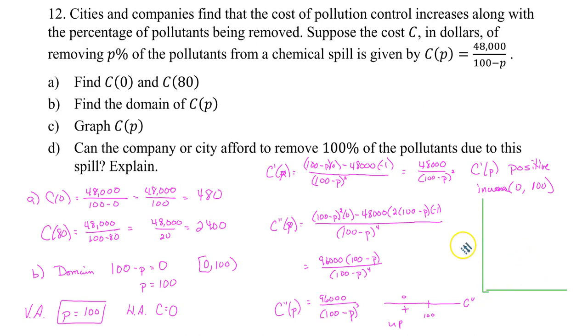And so we'll start here. And we know that at 0 my y value, or my cost value, is going to be 480. So at 0 I have this value here. I know out here at 100 I'm going to have this line that the graph gets close to but doesn't cross, and I do know that at 80 it's going to jump up to 2400.